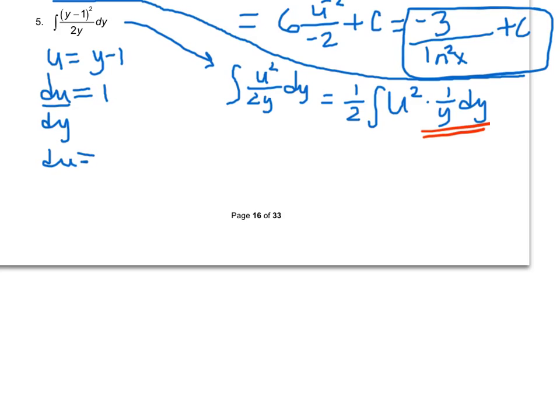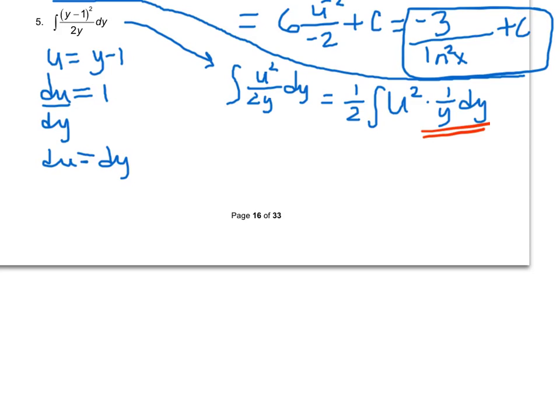So that means that du is dy. But we were trying to end up with a 1 over y dy. So we still have y's left over in our integrand. That means we didn't choose the right u. It also means this might not even be a u substitution.